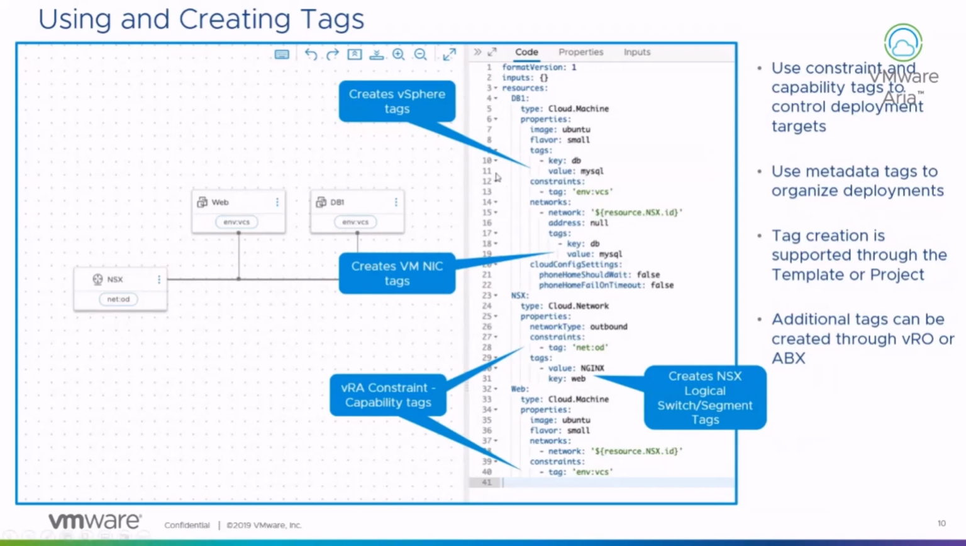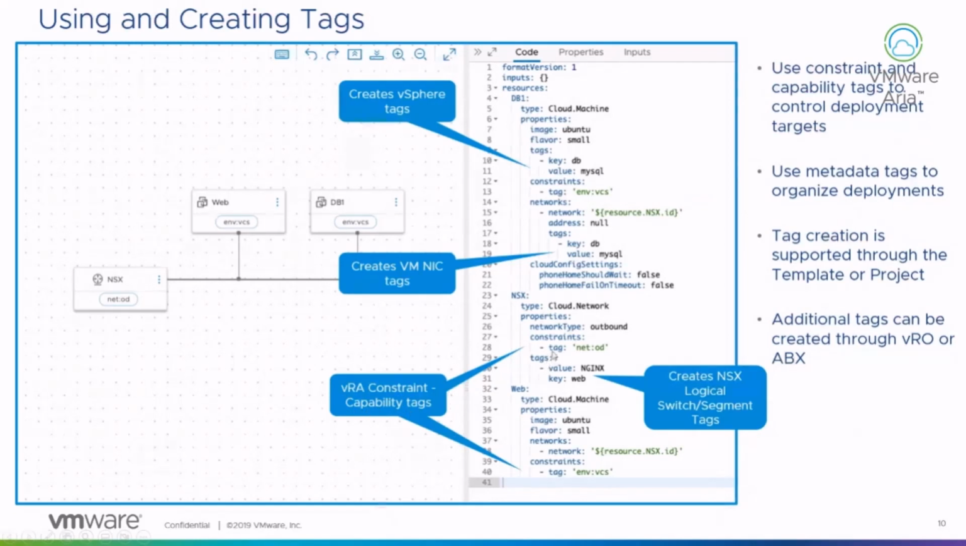As of recently, the vSphere tag actually translates to an NSX-T security tag. So any vSphere tags that you create on the component get translated, and a security tag also gets created on the NSX-T side. And then the last one here is that we have vRA constraint capability tags.